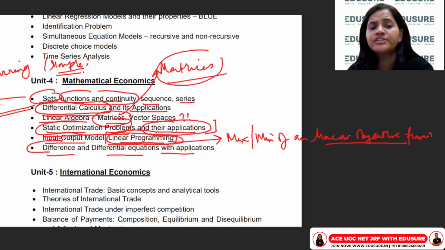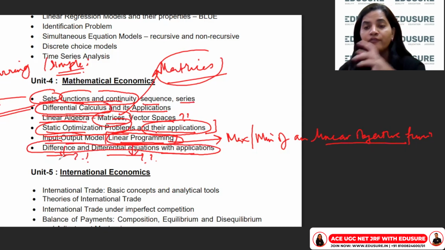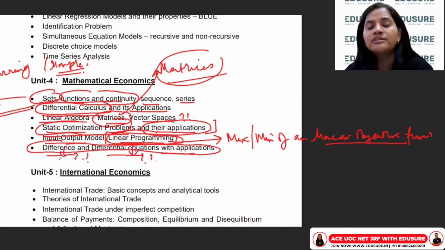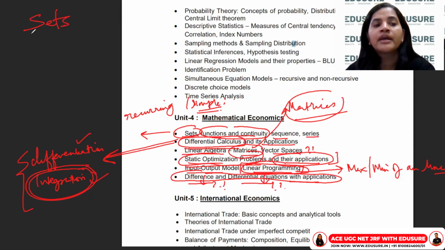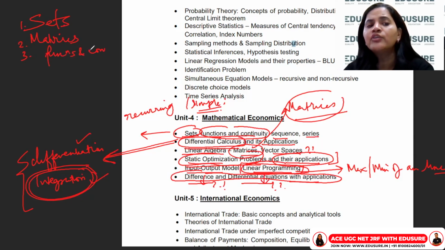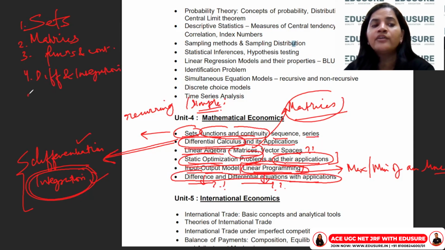And then the last is differential equations. Again, not a very popular concept. Differential equations have rarely been asked, same with difference equations. So if you look overall, there are some important topics which should not be ignored. Sets, matrices, okay. So 1, 2, then you should know functions and continuity. Again, not very important. Important are differentiation and integration. And then you have to do linear programming.